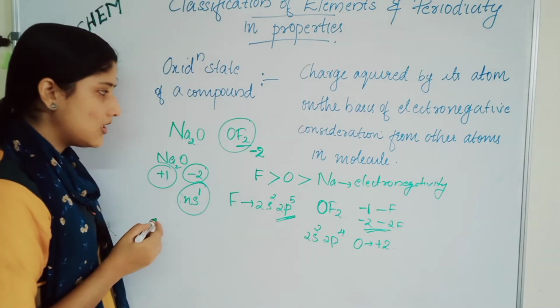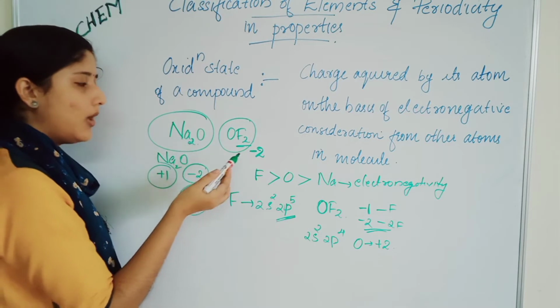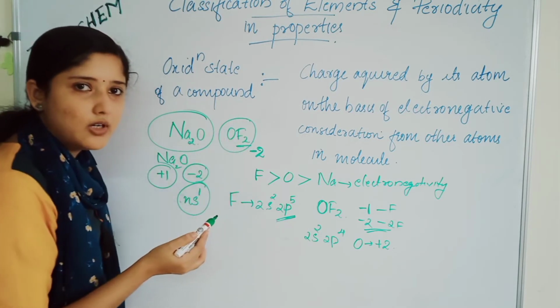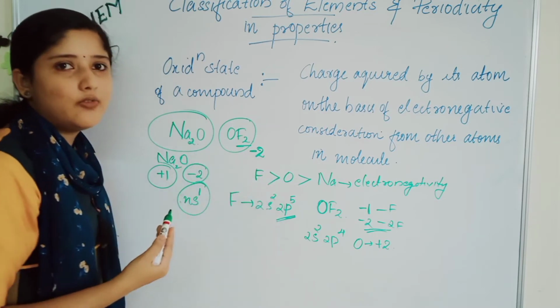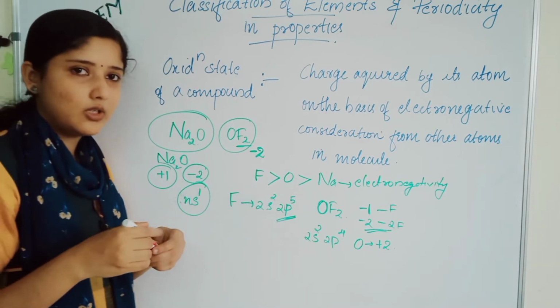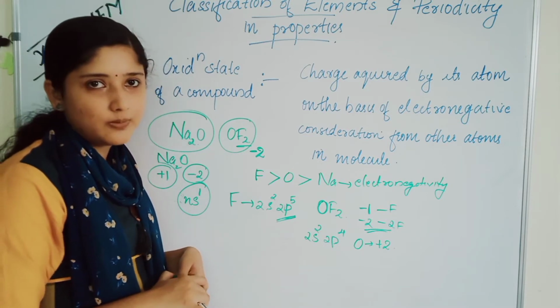These are the oxidation states of the elements in the compounds Na2O and OF2. Hope you understood what I have told. We compare the electronegativity and we determine the oxidation state of elements in a compound.